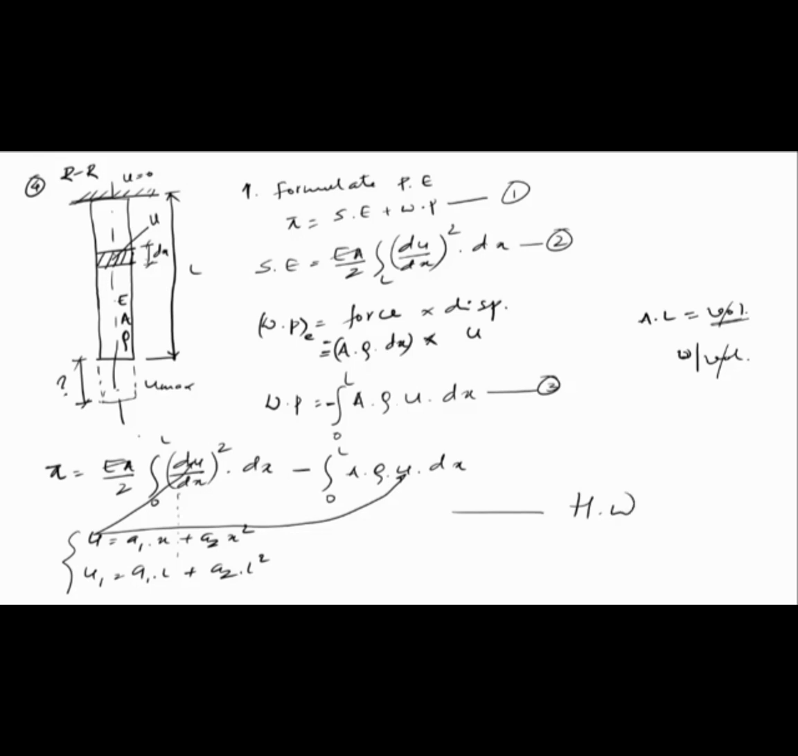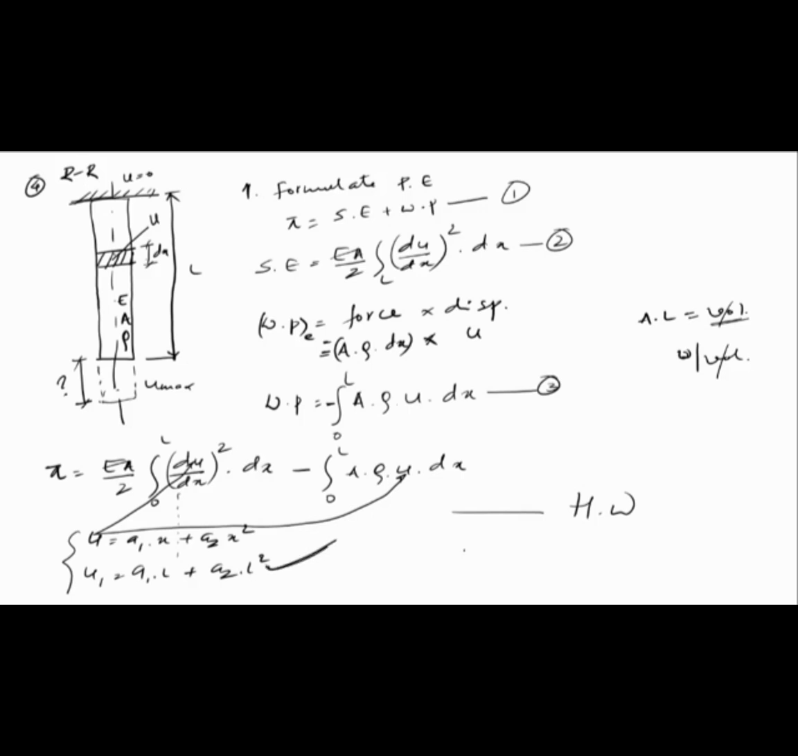Anyhow, the first portion of this Pi function simplification is the same as what you have done in the last three problems, but there is a change here in the work potential, so you carefully simplify it and minimize it. Then after minimizing, get the values of a1 and a2, and substitute those values into this equation to get u1.